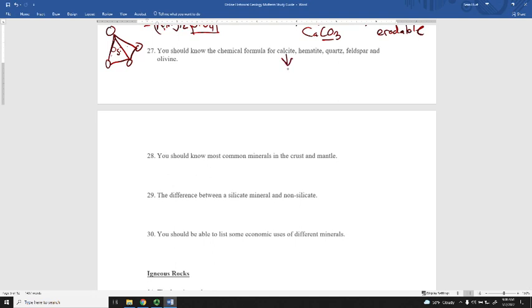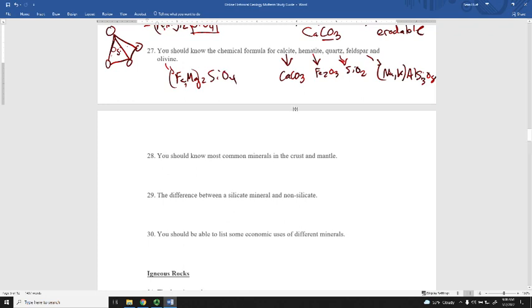Just some of these mineral formulas I already mentioned above. Calcium carbonate is calcite. Hematite is Fe2O3, so it's an iron oxide. Quartz is SiO2. Feldspar is either sodium or potassium, so you put that in parentheses, (Na or K) AlSi3O8. And olivine, like I said, is (Fe or Mg)2 SiO4, where the 2 means there are 2 of them. So you should know those mineral formulas.